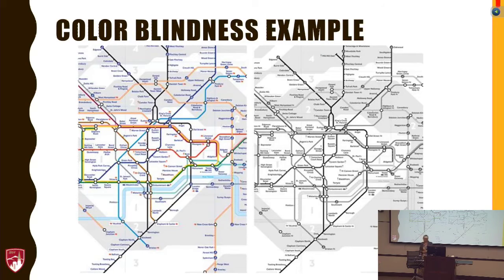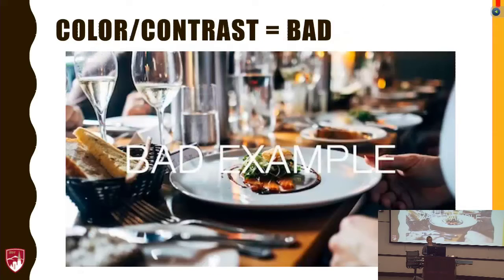Colorblindness. A normal subway map is always in color. But if you choose certain colors, this is what a colorblind person sees. You're using color to give information, and we always do this, right? It doesn't work for everybody. You have to have an alternative way to distinguish what these lines are. So think about that when you're designing something.